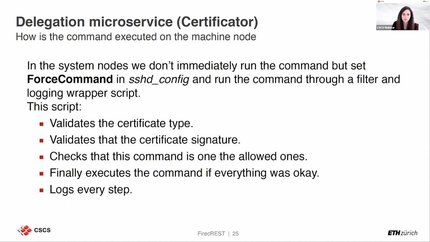And here, even after the microservice has the certificate, like we saw in the utilities, there is some extra checking that we do on the cluster node. The command that we want to use is not going to immediately run; it will run through a filter and logging wrapper script. In this script, we will validate the certificate type and the certificate signature. We will check that this command is one of the allowed ones.